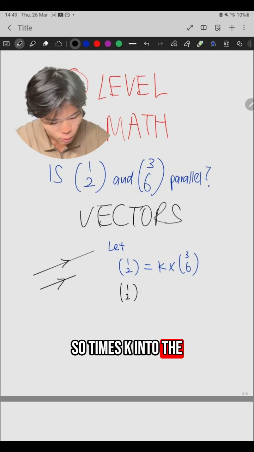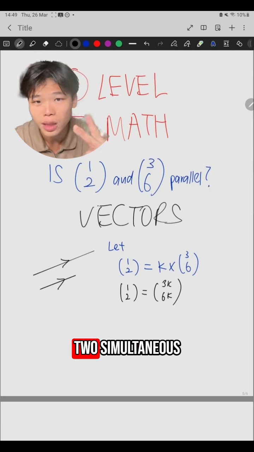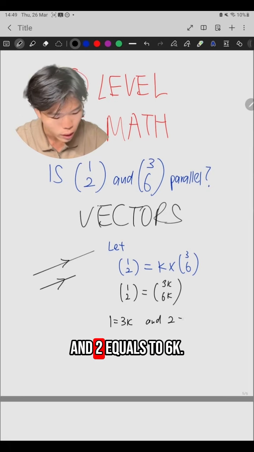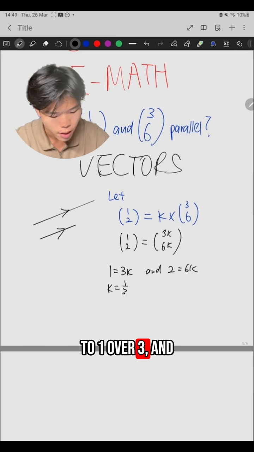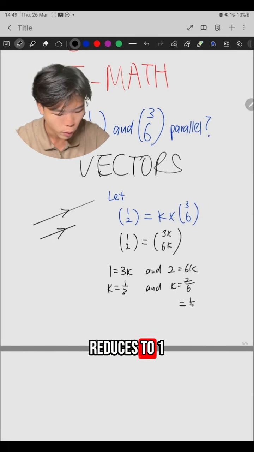So I'll times k into the bracket. Here I get 3k, here I get 6k. Right? And then from here, I'll form two simultaneous equations. So 1 equals to 3k and 2 equals to 6k. And then from here, I'll solve for k. So k equals to 1 over 3. And over here, k equals to 2 over 6, which reduces to 1 over 3 as well.